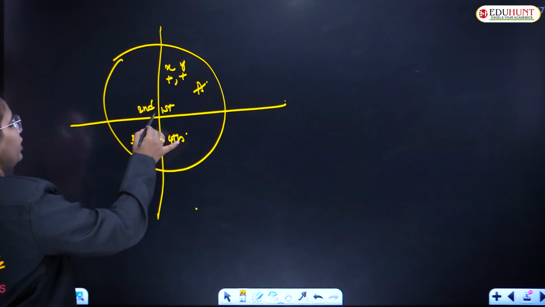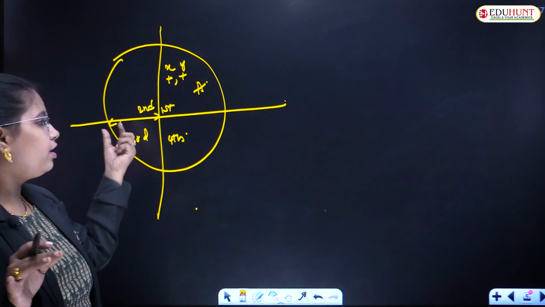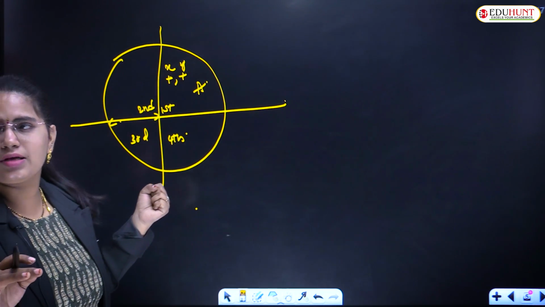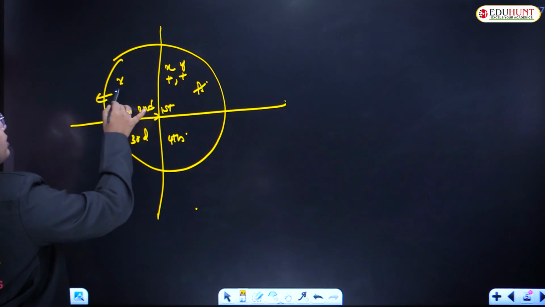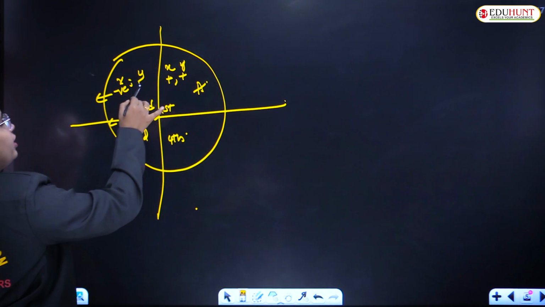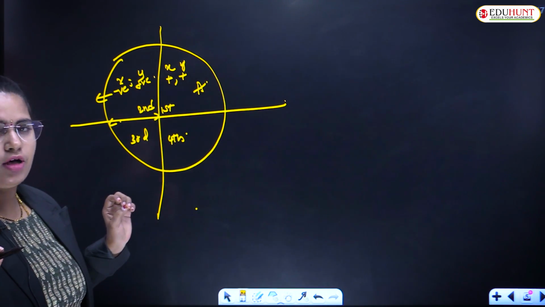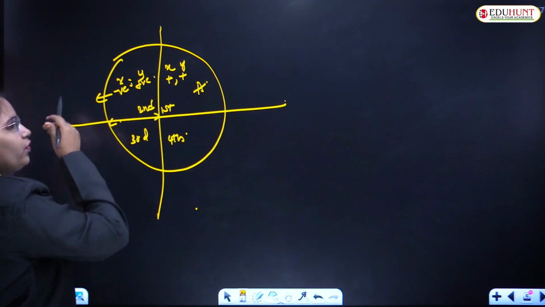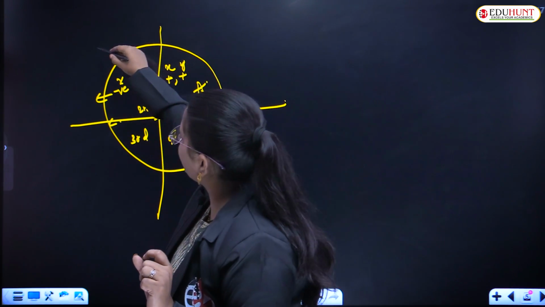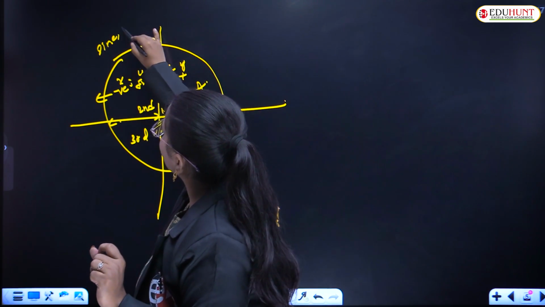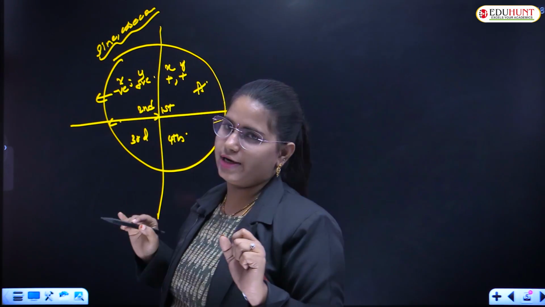Next, if I take the second quadrant, here x is negative, y is positive. X is negative, y is positive, right? In the second quadrant we have sine and cosec. Sine and cosec will take positive values in the second quadrant, right?